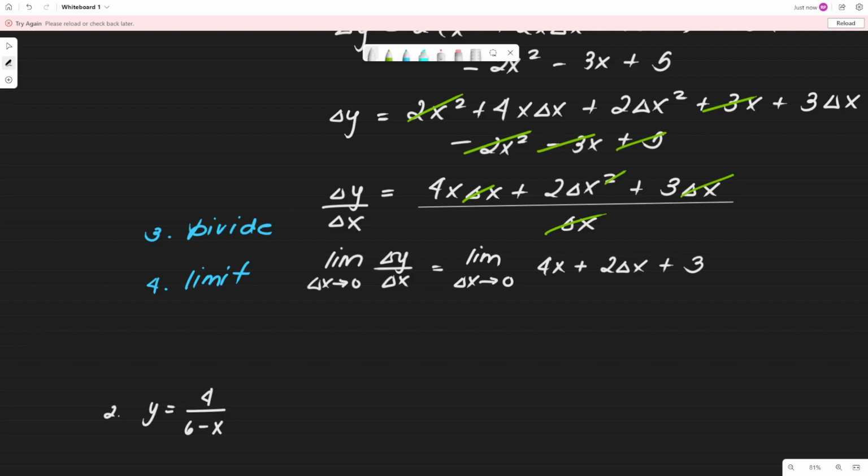The shortcut here is that for algebraic functions, everything attached to delta x will cancel. So therefore, we will have dy over dx equal to 4x plus 3. And this is our final answer. That's how simple it is.